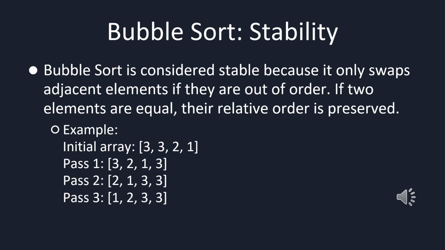Let's move on to bubble sort. Bubble sort is a stable sorting algorithm because it only swaps adjacent elements when they are out of order. When two elements are equal, their relative order remains the same. For example, consider the array 3, 3, 2, 1. After applying bubble sort, the two 3s stay in their original relative order, showing that bubble sort is indeed stable.